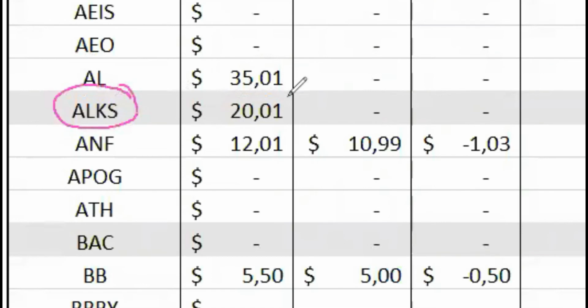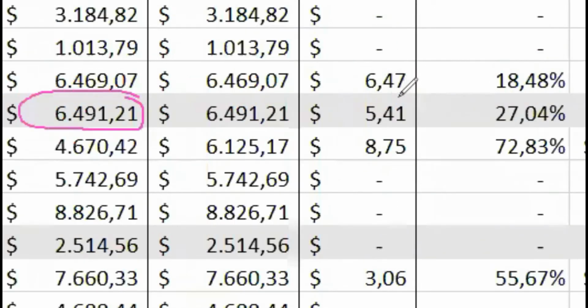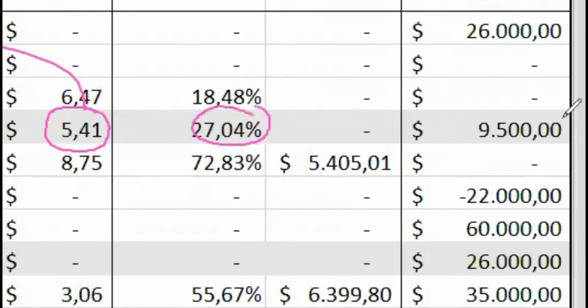ALKS, we own the stock. It was put to us at 20. We paid 20.01 because of the commissions. We got some put income. How much? 5.41 on an investment of 20, which is 27%. There is an open put on this stock as well.